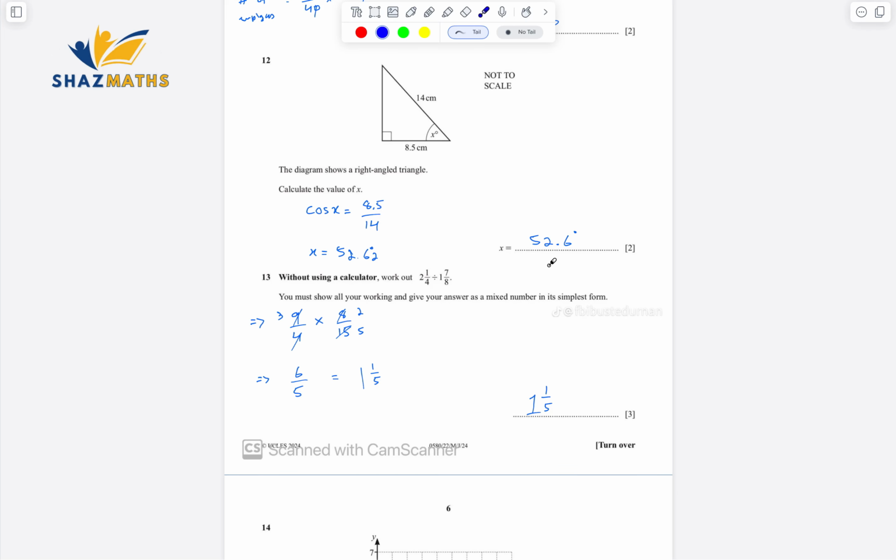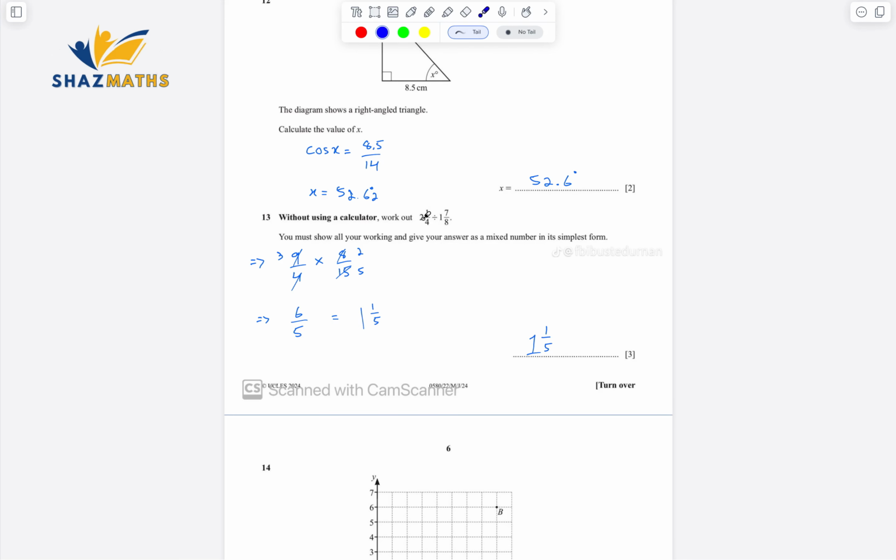You must show all your working and give your answer as a mixed number in its simplest form. Got it? So 4 to 8 plus 1, 9 by 4. It's divide, let me see. Yeah, that's divide. So I'm gonna change that straight away. Okay, so this would have been 8 times 1 is 8 plus 7, 15 over 8.